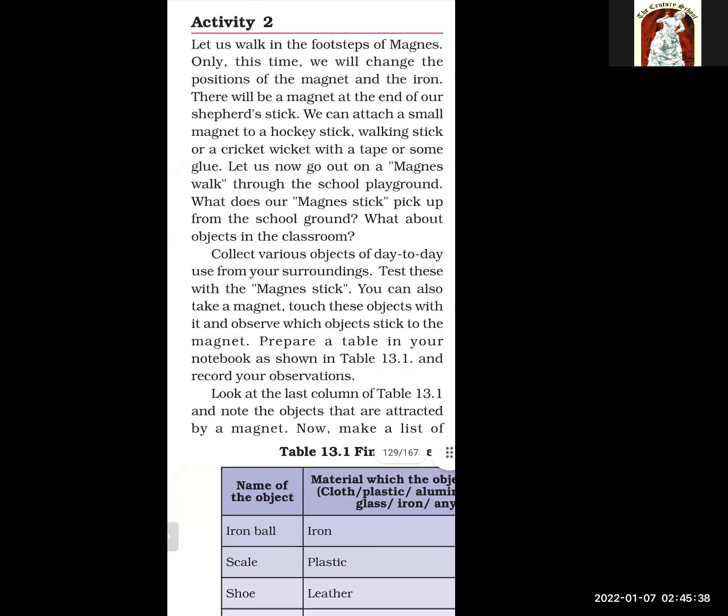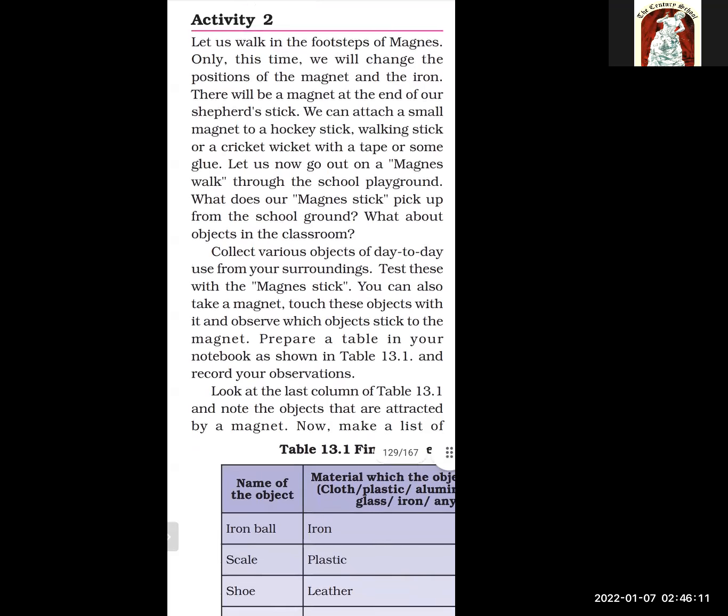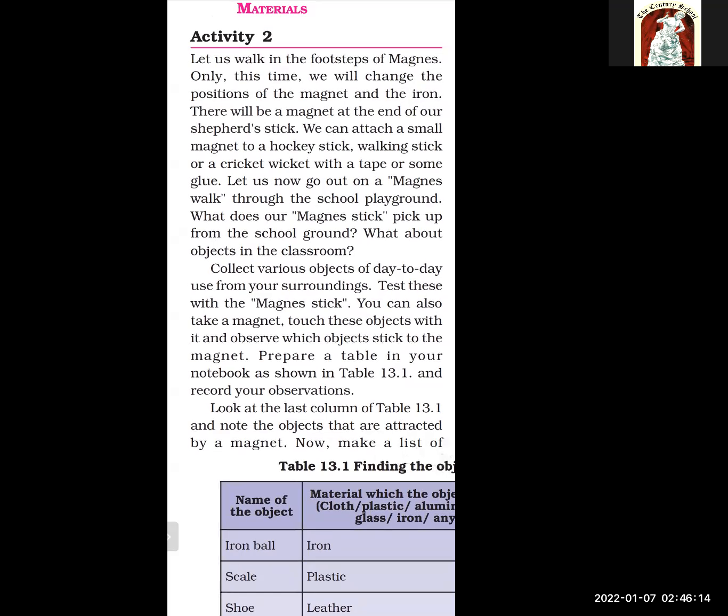There will be a magnet at the end of our shepherd stick. There was a shepherd and he has a stick, and at the end of the stick there is an iron material attached. We can attach a small magnet to a hockey stick, walking stick, or cricket wicket with tape or some glue. Let us now go out on a magnet walk through the school playground. What does our magnet stick pick up from the school ground? What about the objects in the classroom?